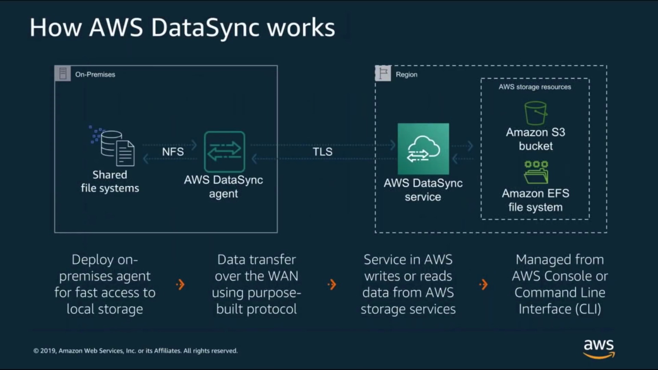So here's a little diagram on how DataSync works. It's compatible with NFS file systems, including EFS. You'll deploy a DataSync agent, typically on premises. Darryl will show you some things we have in the pipeline coming soon. It uses TLS to securely transfer data to the DataSync service endpoint, and then from there it's optimized to read from and write to both Amazon S3 as well as Amazon EFS.